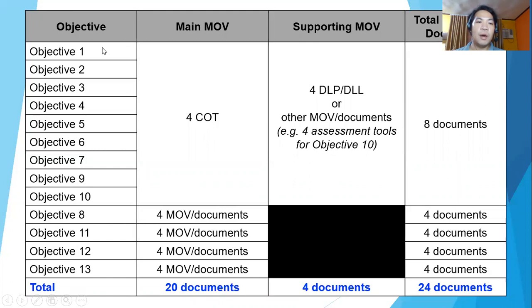In objectives number 1, 2, 3, 4, 5, 6, 7, 9, and 10, we should attach the main MOV, which is the COT rating sheet, and supporting MOVs such as the DLP and DLL, with a total number of 8 documents. For objectives number 8, 11, 12, and 13, you should attach 4 MOVs with 4 documents each objective, with a total of 24 documents overall.